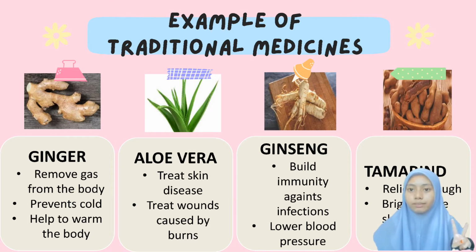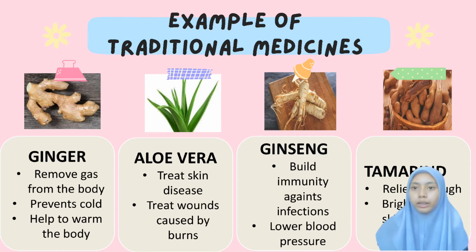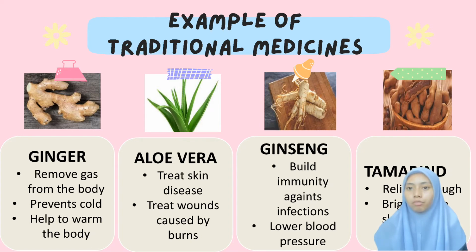The second one is aloe vera. Aloe vera can treat skin disease, and also can treat wounds. The third one is ginseng. Ginseng can be used to build immunity against infection, and also can treat low blood pressure. The last one is tamarind. Tamarind can be prepared by using the juice of the fruit to relieve cough, and also to brighten the skin.